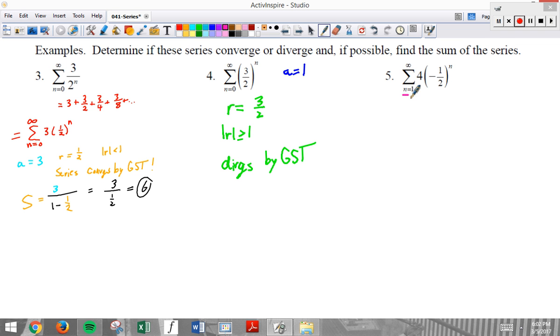Now this one has n equals 1. That means we're going to be very, very careful. Anyway, let's start writing things down. So what's the first term here? 4 times negative 1/2 to the 1. The first term is going to be negative 2. Plus, n equals 2: negative 1/2 squared would be positive 1/4.